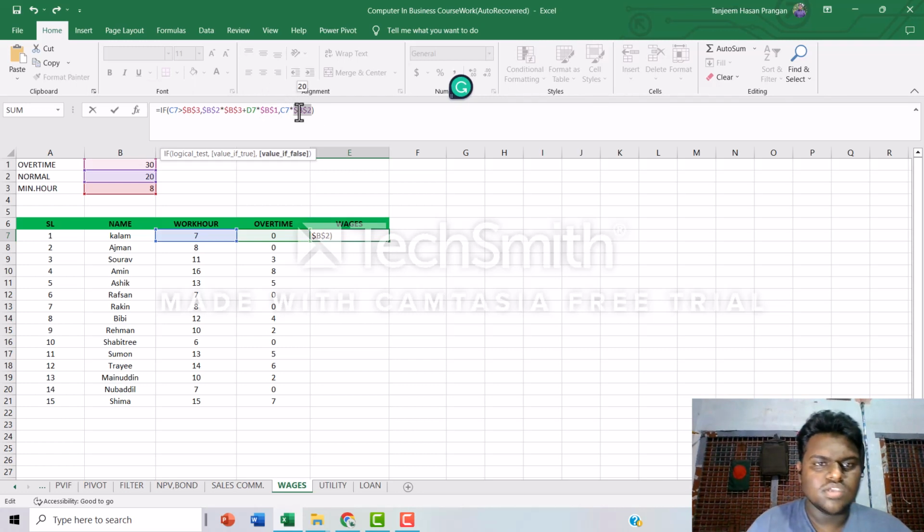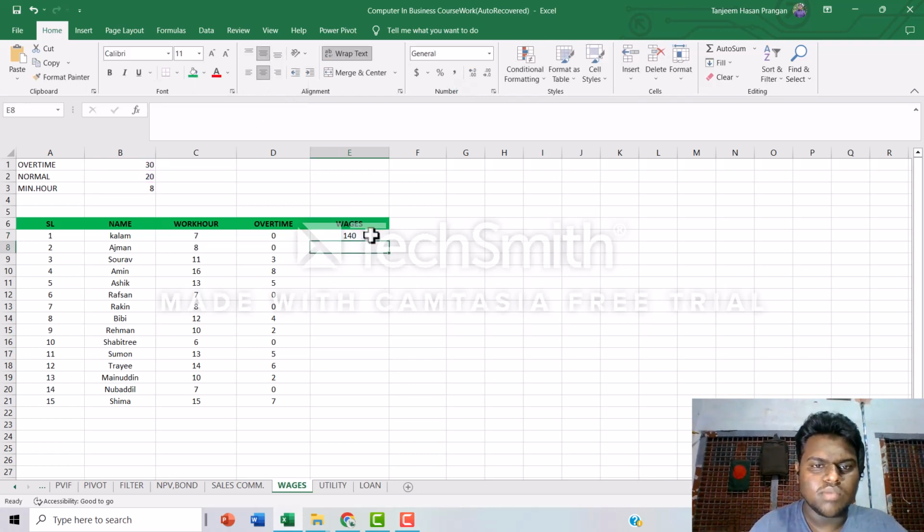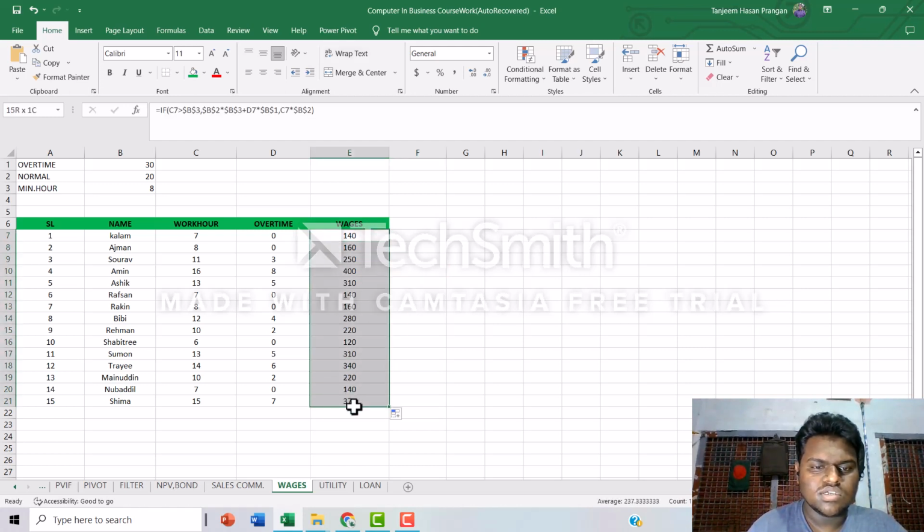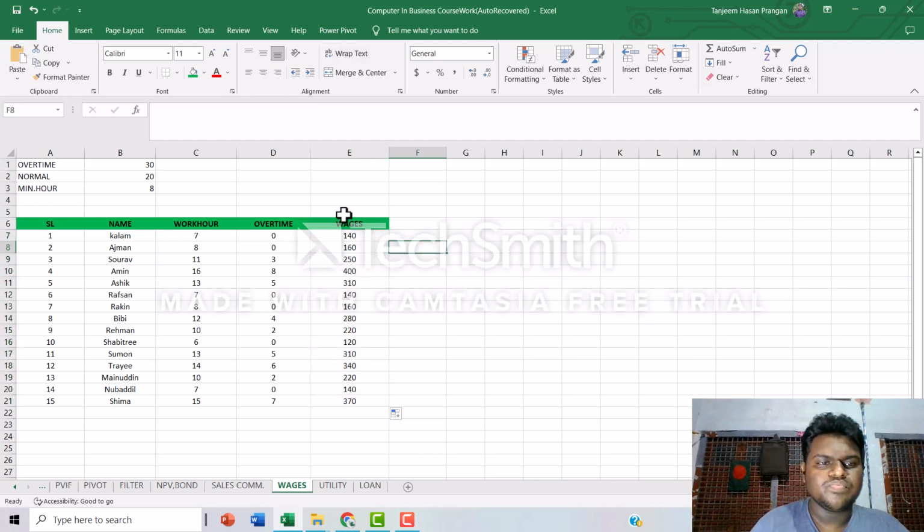Yes. So this is the formula to calculate the wages, and this is the amount, and dragging down all the way to the end. Yes, so these are the wages. We are just calculating them from Excel and the formula. So this is it. This is for the calculation of the wages.